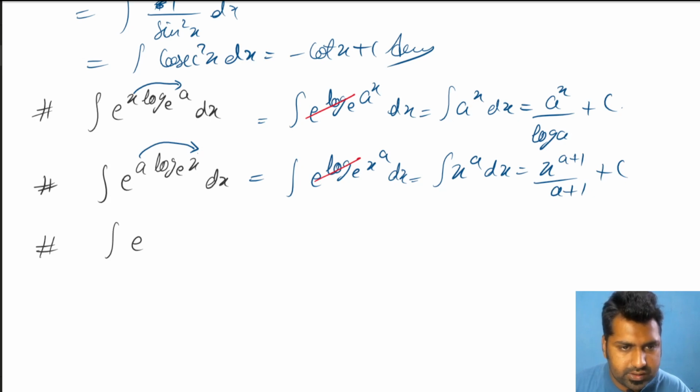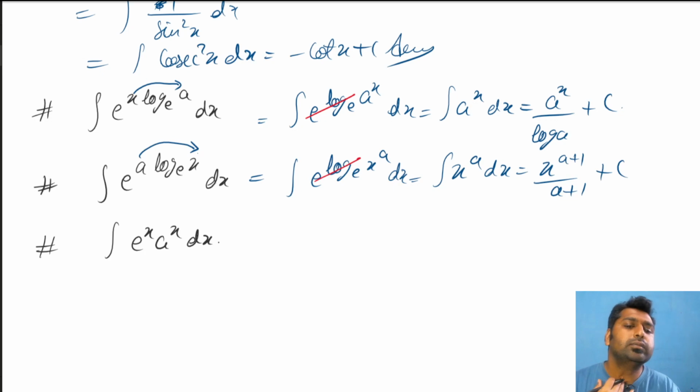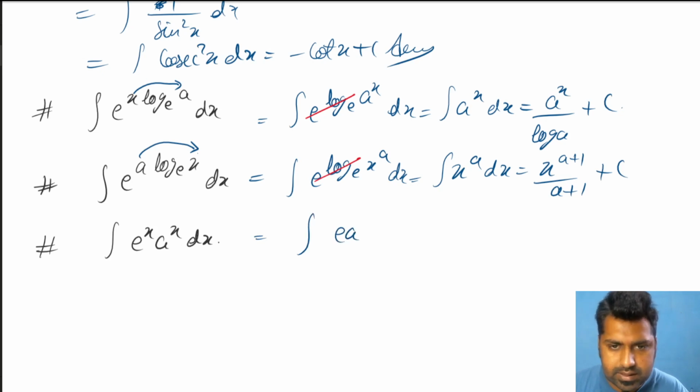Next question, integration of e raised to power x times a raised to power x dx. So now multiple terms in product. Right now there is no such rule for product. Okay, it is there but it will come later. Right now we don't have any rule. So how do we approach this? I see power being same in both the expressions. So I'll write this as (ea) complete raised to power x.